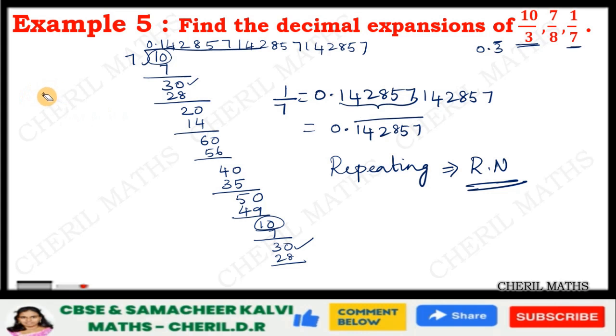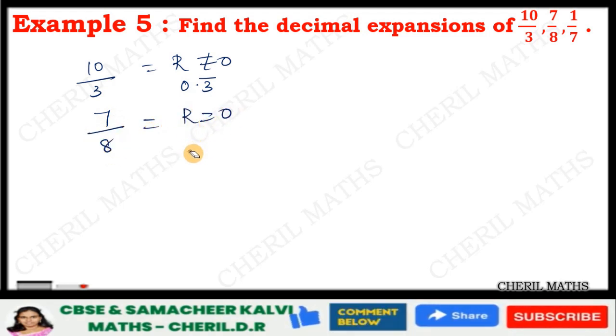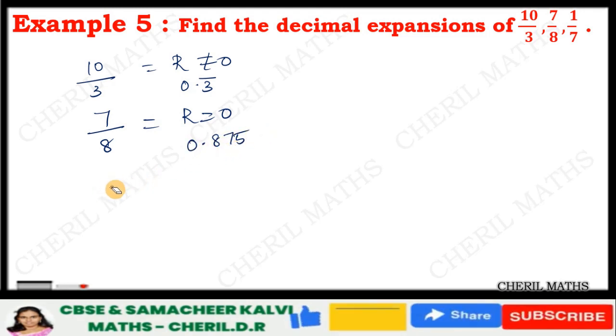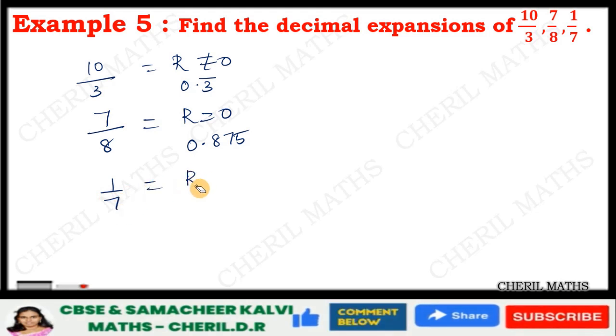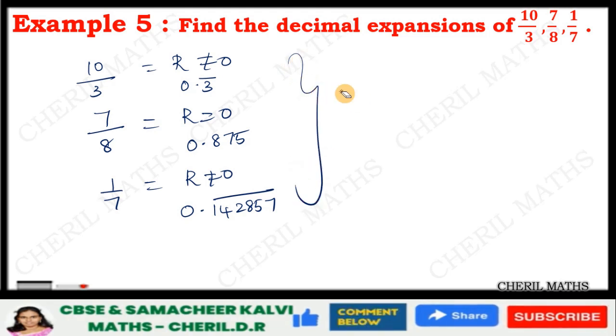What did we have? For 10 by 3 you had the remainder not equal to 0 and the value was 0.3 bar, and for 7 by 8 you saw that the remainder was equal to 0 and the value was 0.875, and for 1 by 7 again the remainder was not equal to 0 and the value was 0.142857 bar. So you can find that all these 3 are rational numbers.